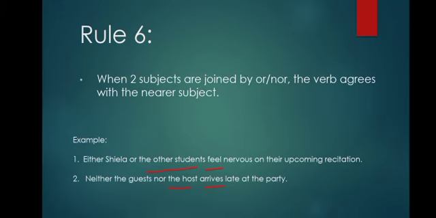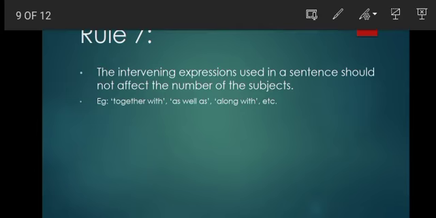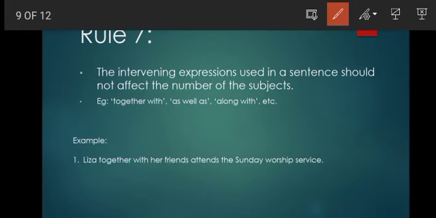Next, rule number 7. The intervening expressions used in a sentence should not affect the number of the subjects. Some examples of intervening expressions here are together with, as well as, along with, and etc. For us to have a better understanding of this rule, let's have a few examples of it. The first example is: Lisa, together with her friends, attends the Sunday worship service.